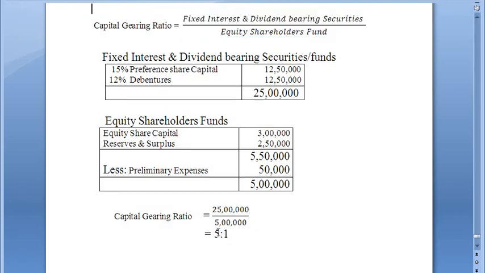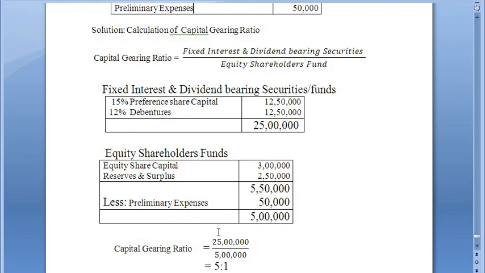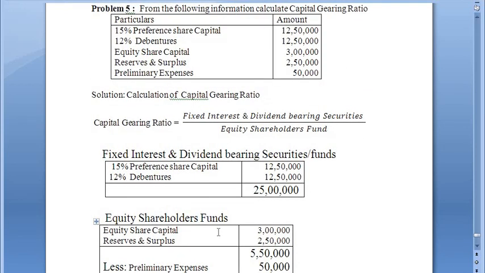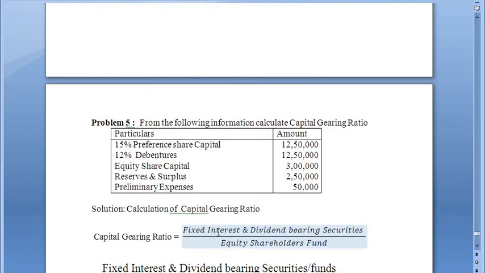So these are the solvency ratios. Problems are very easy. In the next class I will be calculating combined problems. We will be solving combined problems on solvency ratios. Okay.